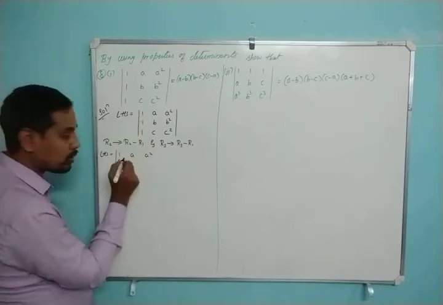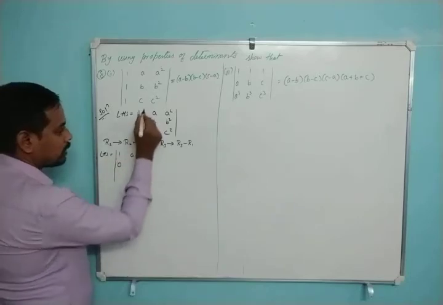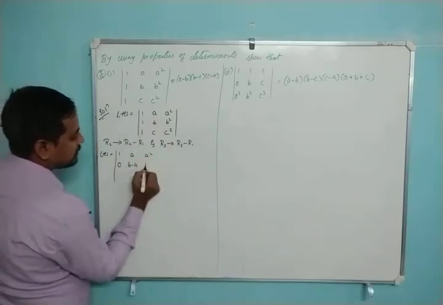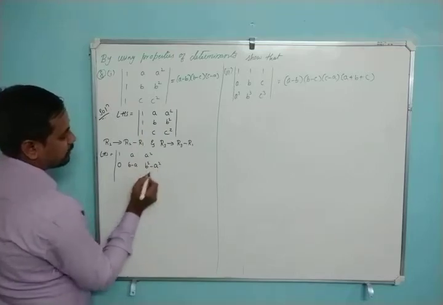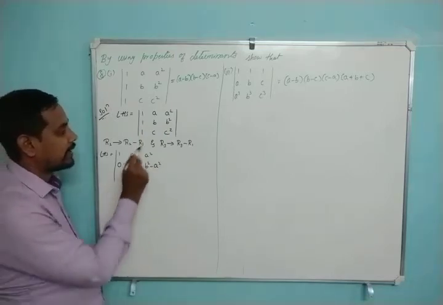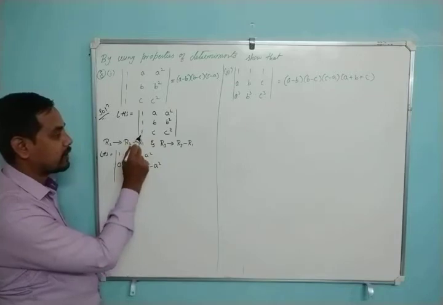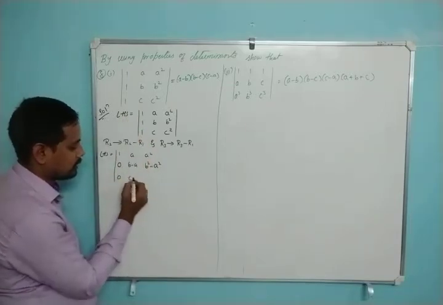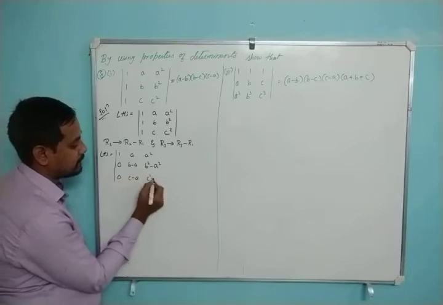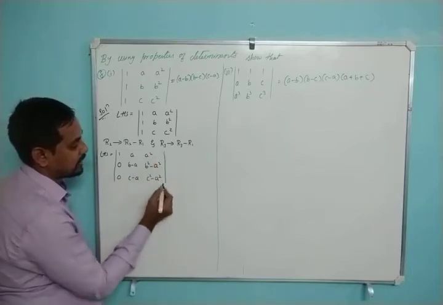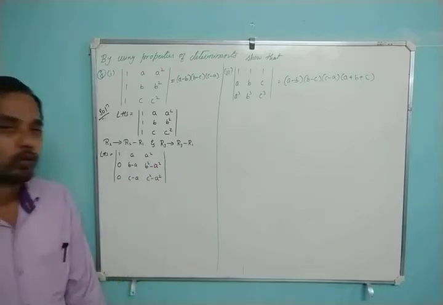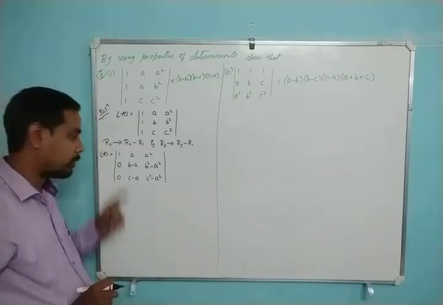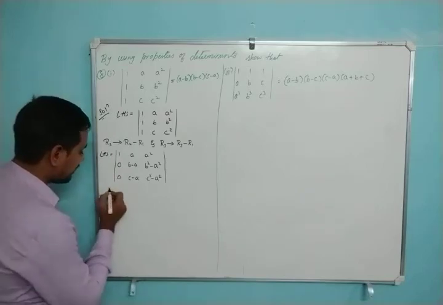Second row, r2 minus r1. 1 minus 1 is what? 0. This becomes b minus a. This becomes b square minus a square. And r3 changes to r3 minus r1. 1 minus 1 is 0, c minus a, c square minus a square. So now it is easy for us to expand through the first column because 0 and 0 are there.